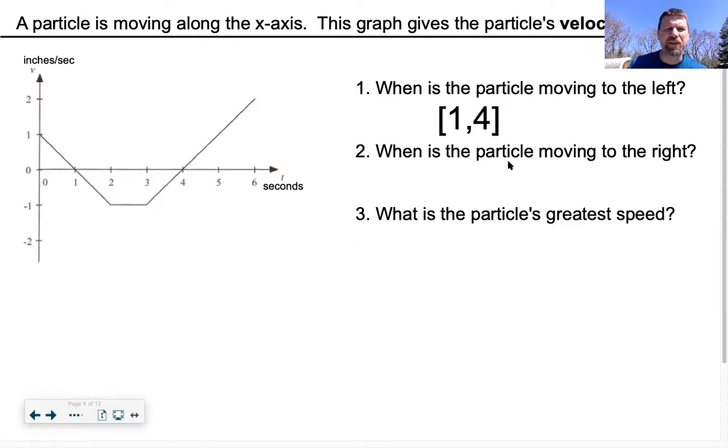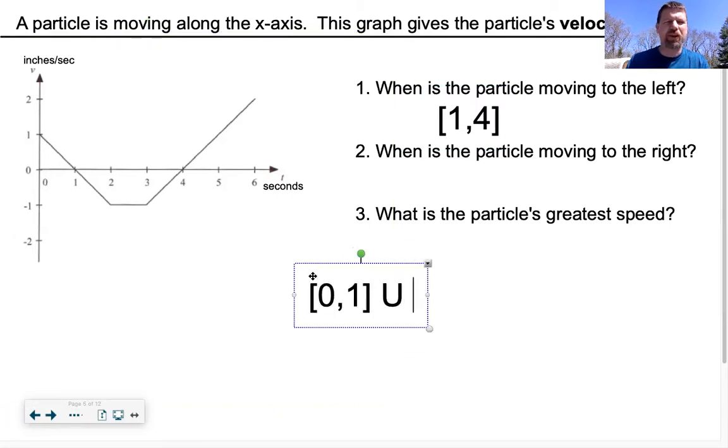When is a particle moving to the right? Well, that's when you've got a positive velocity. Since this is measuring velocity, it's positive over here. It's also positive over there. So a positive velocity would be from 0 to 1 seconds, and also from 4 to 6 seconds. I think I said 1.